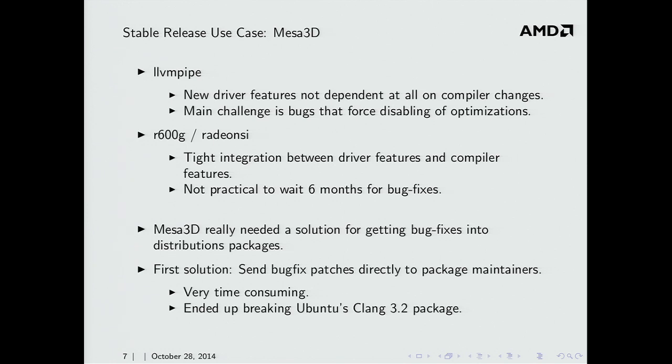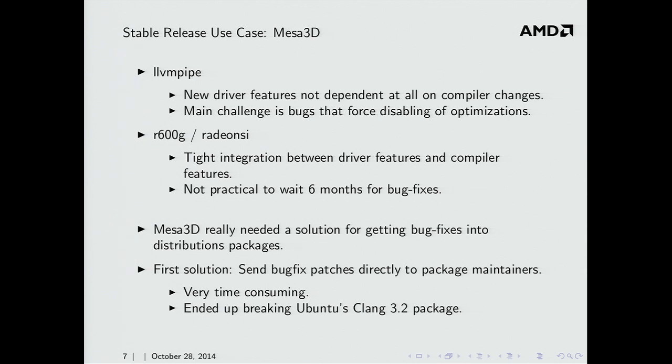So as I mentioned before, LLVM pipe is completely in software. It does all its OpenGL implementation on the CPU. So in LLVM pipe, the driver features and the compiler features are completely separate. If you add a new feature to the driver, you really don't need to update anything in the x86 backend, because all you're doing is giving it just standard LLVM IR for the backend to compile.